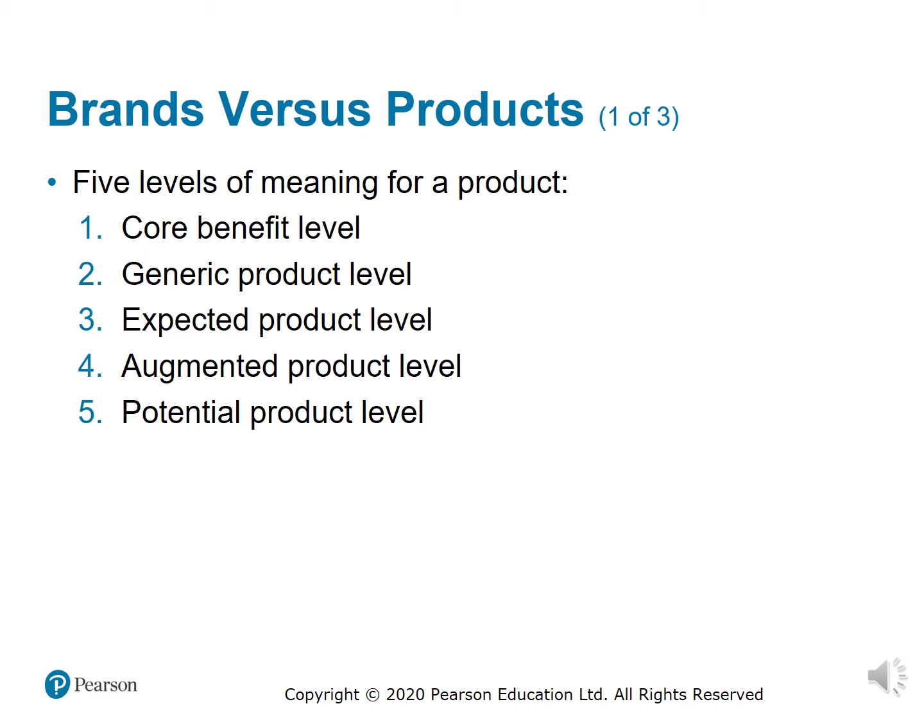This is essentially a stripped down, no frills version of the product that adequately performs the product function. Next, the third level of the product is the expected product level. Expected product level is a set of attributes or characteristics that buyers normally expect and agree to when they purchase a product.